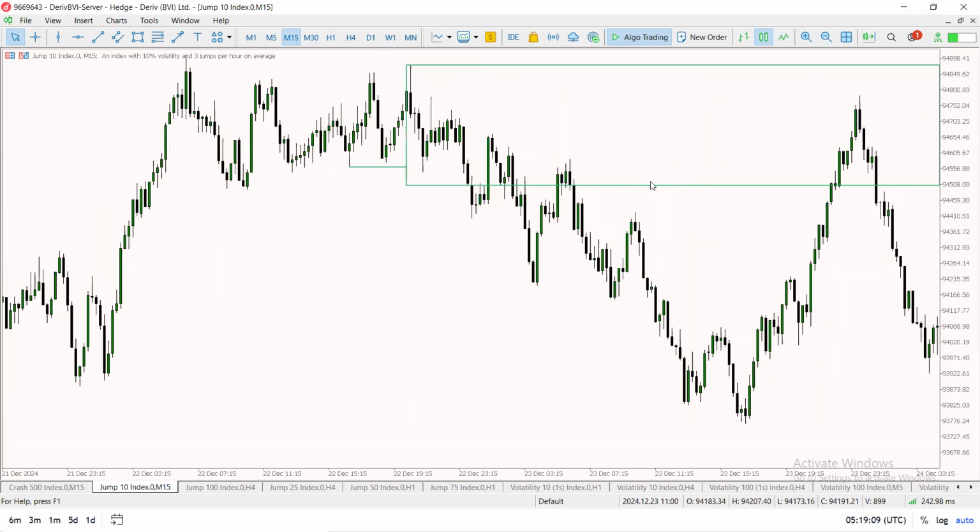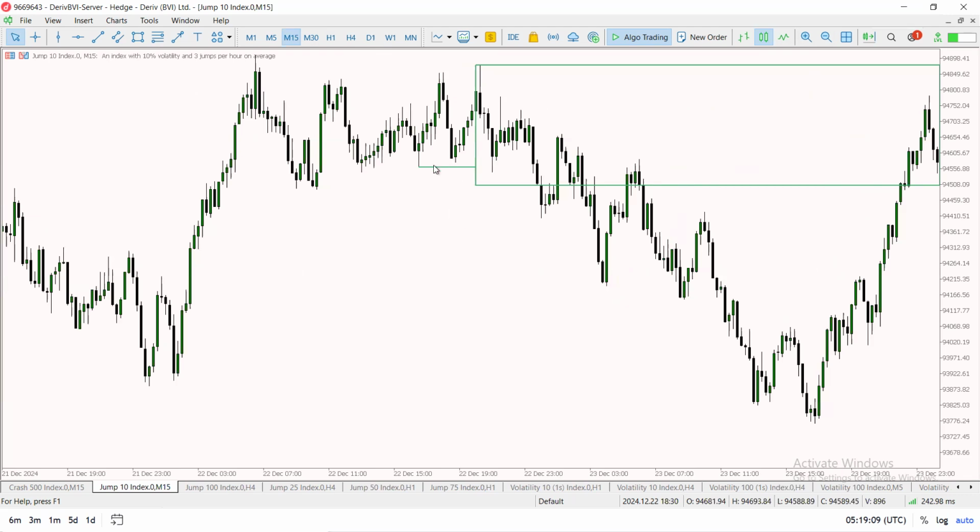So this is M15. Now, please note, where did the break of structure happen? Here. So that's why we marked it on H4. Now, because the candles are no longer showing, we have a change of character at this point.